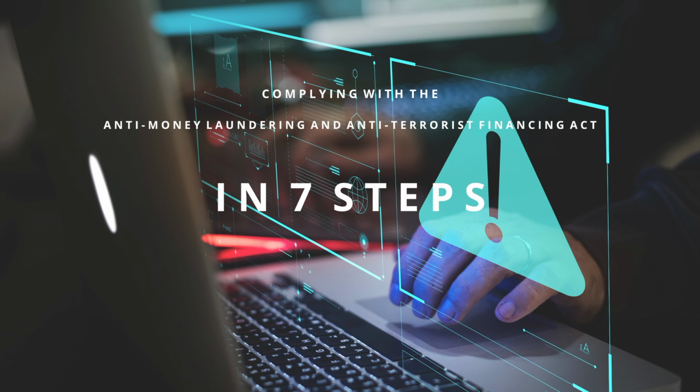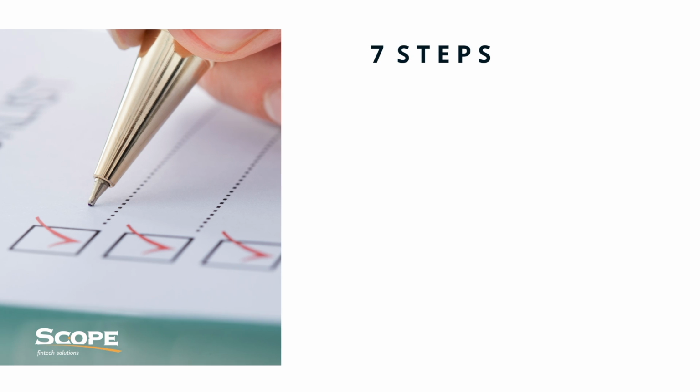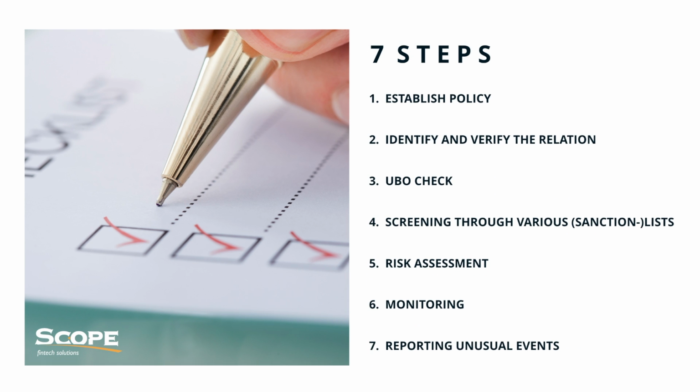I will show you how to comply with the Anti-Money Laundering and Anti-Terrorist Financing Act in 7 steps. The 7 steps are establishing a CDD policy, identifying and verifying the relation, a UBO check, screening through various lists, a risk assessment, monitoring, and reporting unusual transactions.